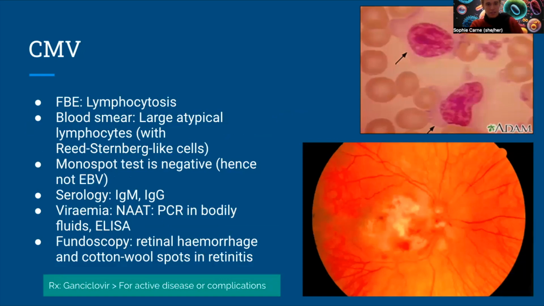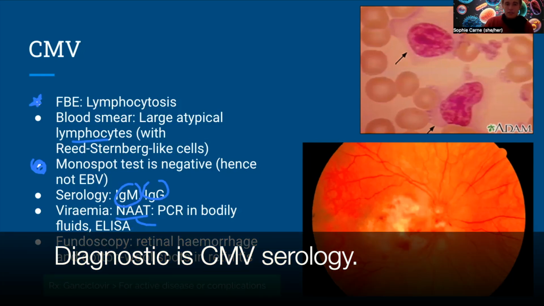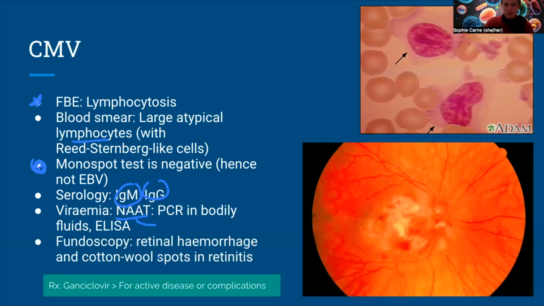To investigate for CMV, you can rule out EBV by doing a monospot test. The blood smear will show large atypical lymphocytes with Reed-Sternberg-like cells. You can do serology and look at the IgM and IgG. You can do nucleic acid amplification testing, and ELISA and PCR. Your FBE will show lymphocytosis, and you can look in the back of the eye with a fundoscope and observe for retinal hemorrhage and cotton wool spots if you've got CMV retinitis. The treatment, as we mentioned earlier in the presentation, is ganciclovir.